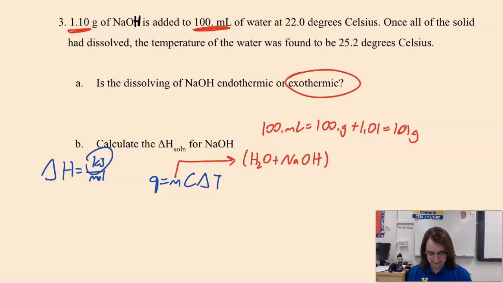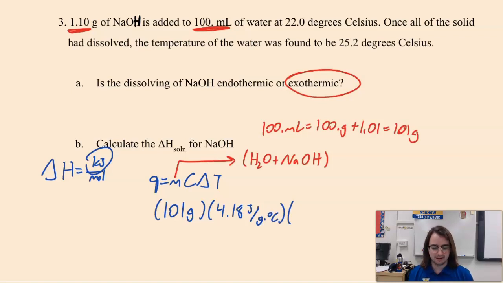The specific heat, we're just going to use the specific heat of water. I'm sure the solution has a little bit different of a specific heat, but we're just going to use the specific heat of water because it's not that much that we're dissolving. And then the change in temperature. So that should be 3.2 degrees Celsius.